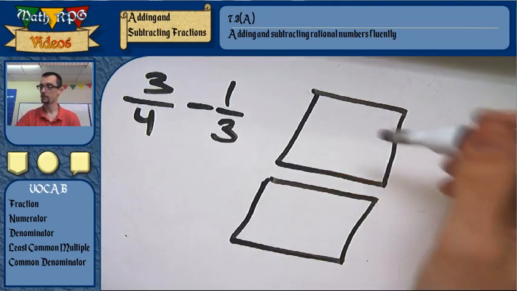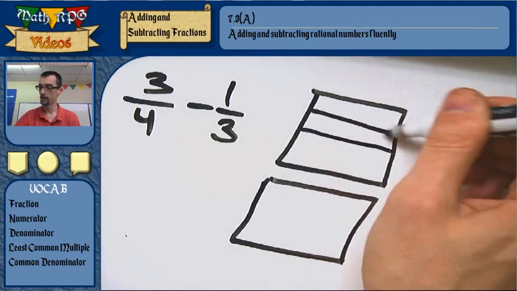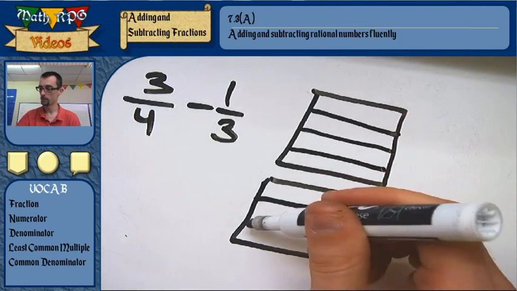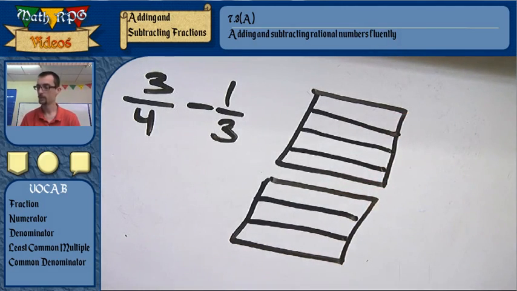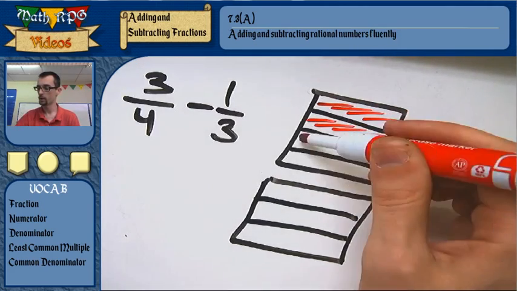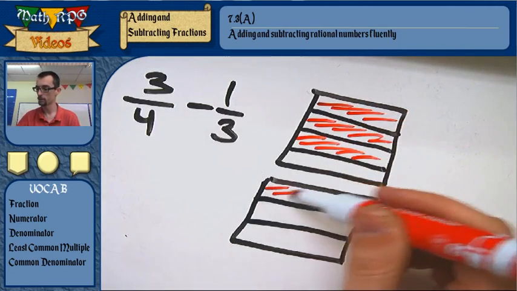So this is going to be 3/4. So it looks like this. I'm taking it divided into 4 equal-sized pieces and shading in 3 of them. This one is divided into 3 equal-sized pieces and shade in 1 of them. And now instead of adding, I am subtracting. I'm subtracting the 1/3 from the 3/4.